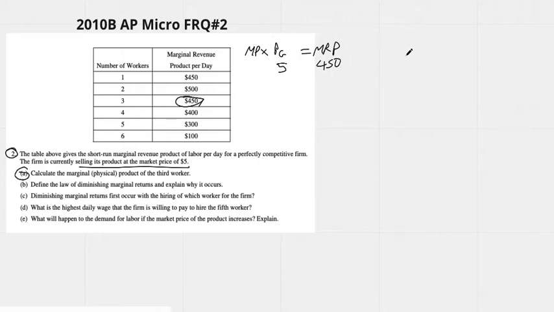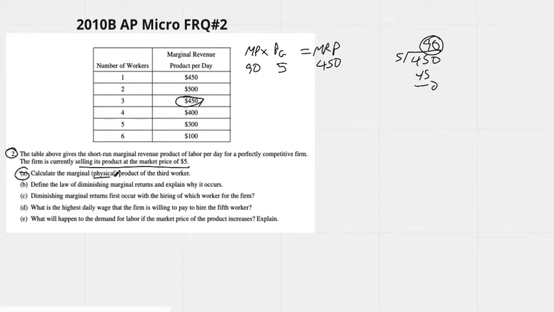So it should just be $4.50 divided by 5. 5 goes into 45 nine times, right? So the marginal product is 90. 5 times 90 should be $4.50. I think that's right. So the marginal physical product.